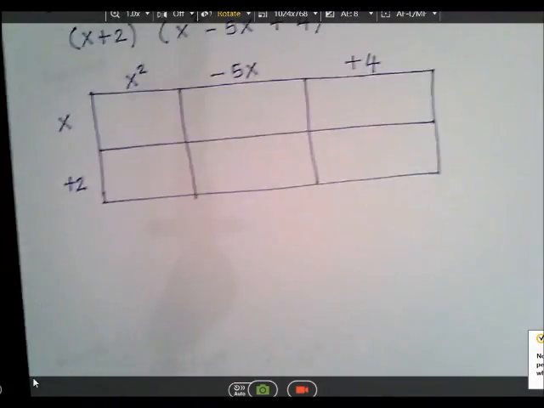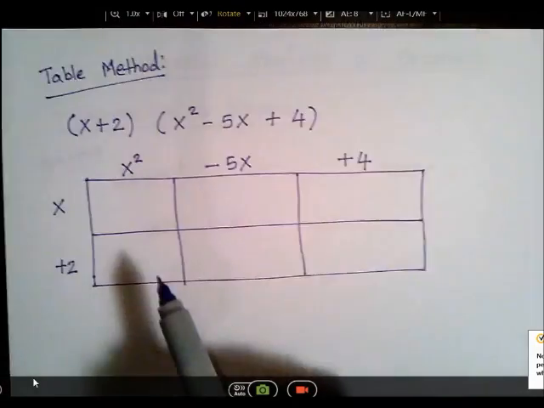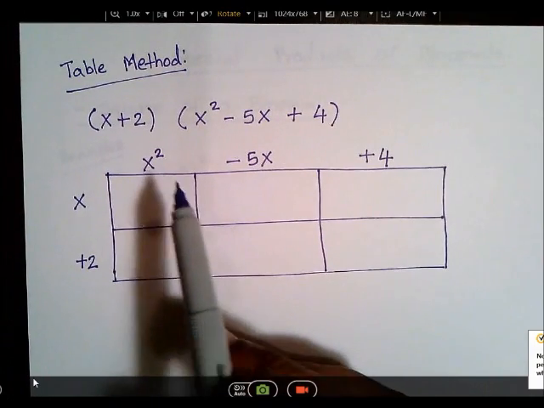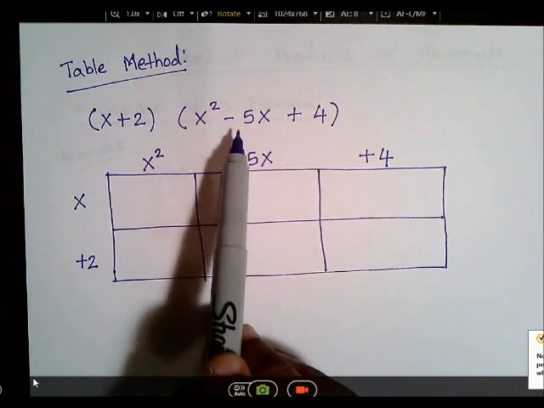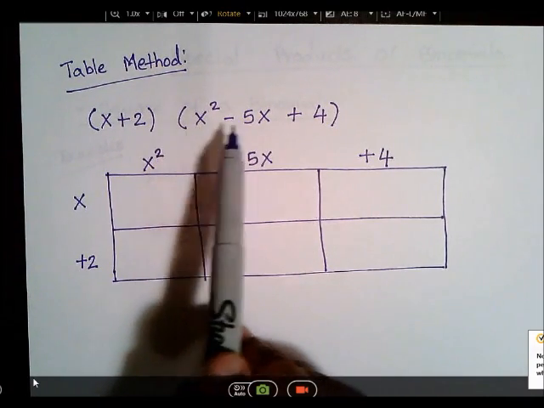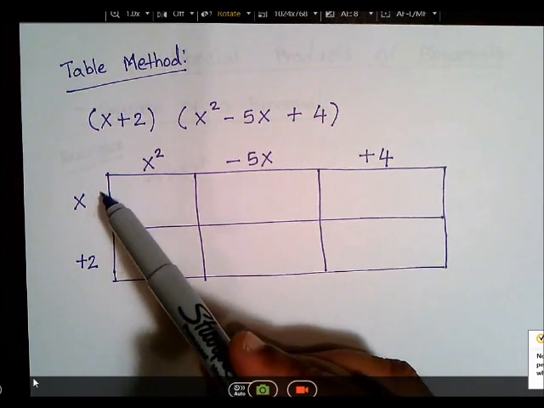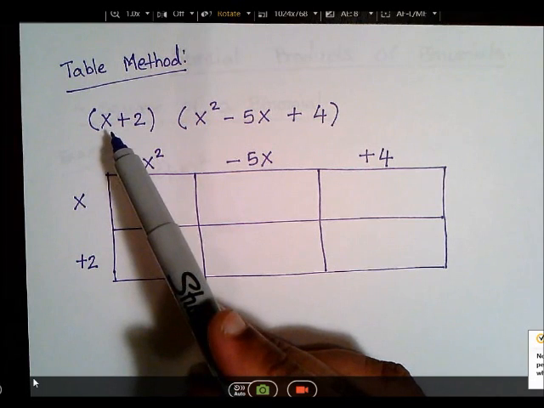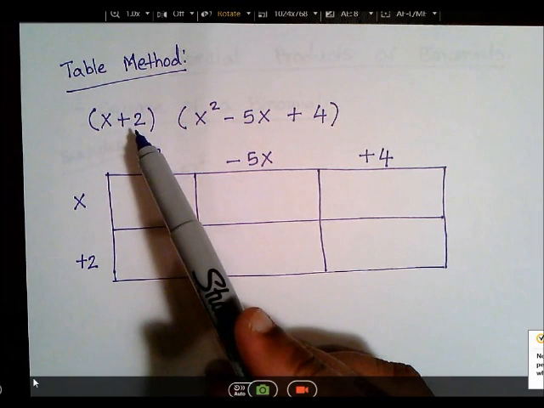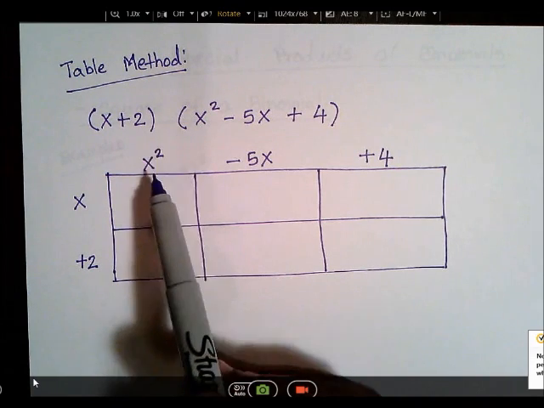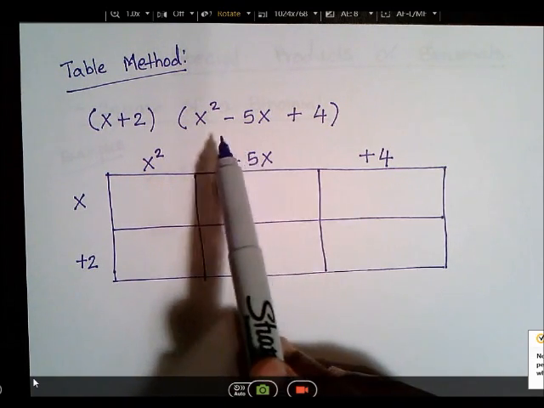The second method I'm going to use is the table method, which is my favorite. Here I have a binomial and a trinomial. So I'm going to put my binomial to the left. So I have 2 rows, one for the term x and one for the term positive 2. So I have x plus 2. And I have 3 columns because it's a trinomial.